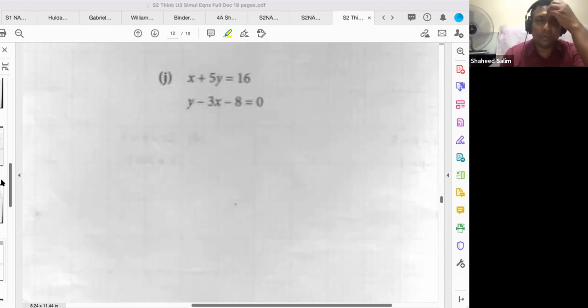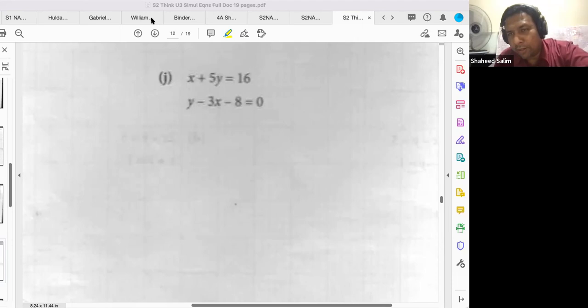We try. Shall we use elimination or substitution? Substitution, right? Yes. In this case, substitution, when you can make x equals to something, y equals to something, use substitution method. But when you cannot do that, it becomes complex. Try to see whether you can use elimination method. Okay, we give you another 2 minutes before we go through this.